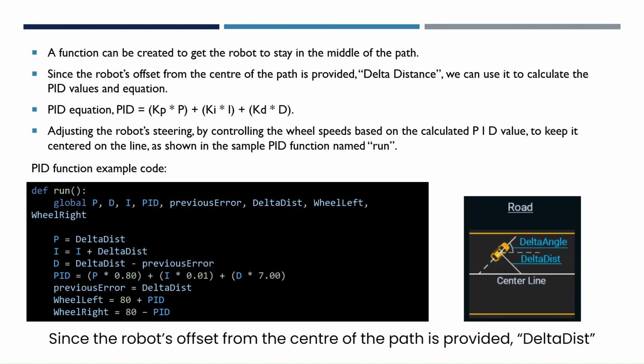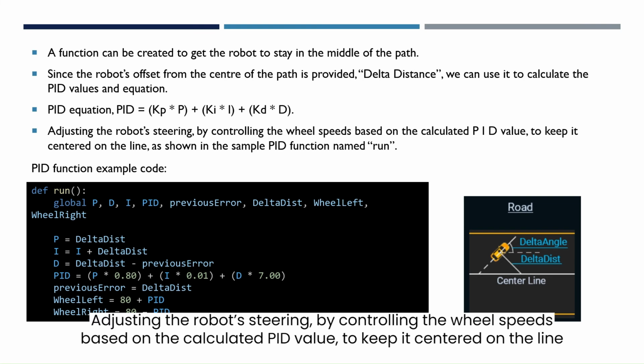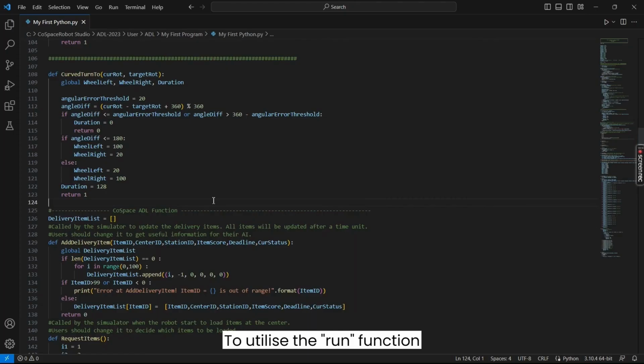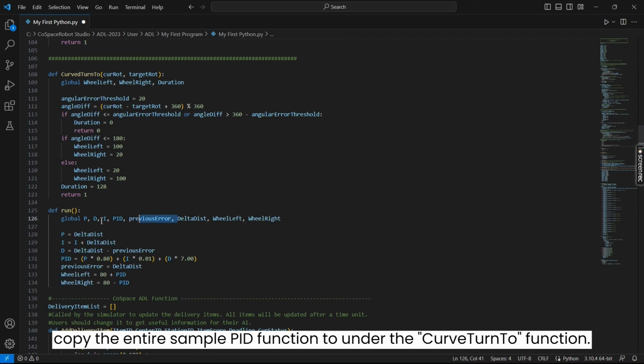Since the robot's offset from the center of the path is provided, delta distance, we can use it to calculate the PID values in an equation, adjusting the robot's steering by controlling the wheel speeds based on the calculated PID value to keep it centered on the line, as shown in the sample PID function named run. To utilize the run function, copy the entire sample PID function to under the curve turn to function.